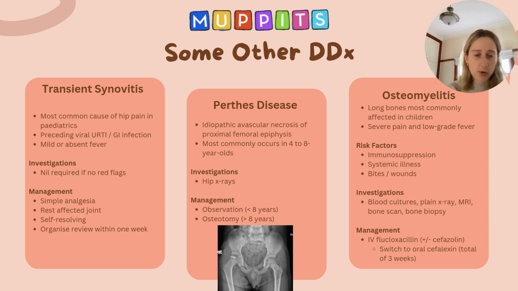Investigations that should be performed include blood cultures. Initially, plain X-rays might be performed, and an MRI and bone scans are usually going to be most helpful to see that area of osteomyelitis, and a bone biopsy may or may not be performed.